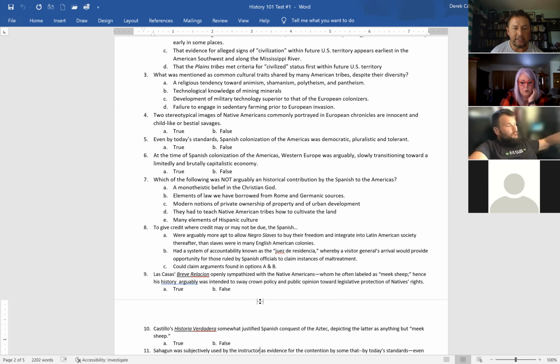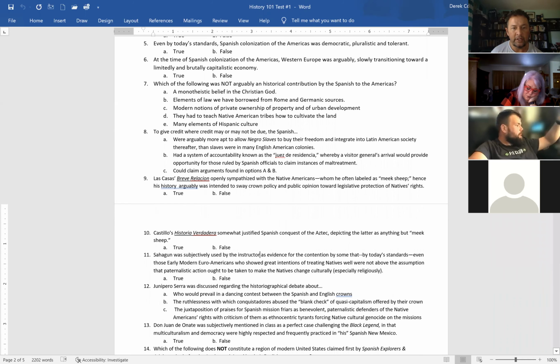Number 9, Las Casas, his Brief Relation of the Destruction of the Indies, openly sympathized with Native Americans, whom he often labeled as ovejas mansas or meek sheep. Yes, that is true, right? And he tried to sway the crown into treating Native Americans more humanely.